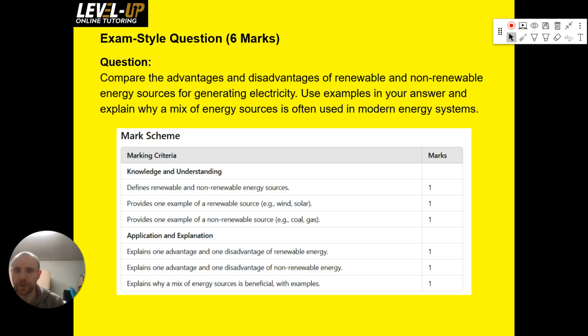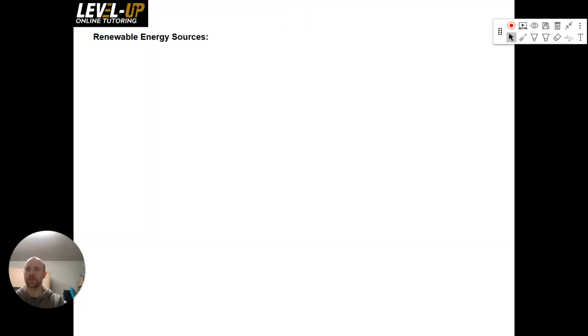First of all, define renewable and non-renewable resources. So they're asking you to compare the disadvantages and advantages of them. So first of all, what are they? Provide one example of each of them. Provide an example of renewable, e.g. wind and solar. Provide an example of a non-renewable, e.g. coal and gas. And then an advantage and a disadvantage of each. Advantage and disadvantage of renewable, advantage and disadvantage of a non-renewable, and then explain somehow, which I've just touched on, why a mix of energy resources or sources is beneficial. So here's an example of what the sorts of things you might want to write.